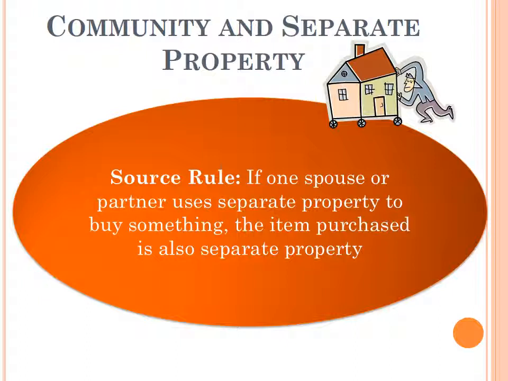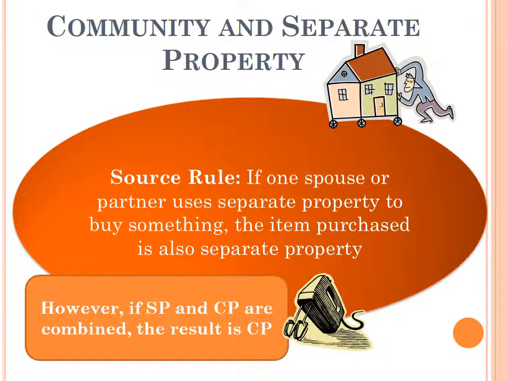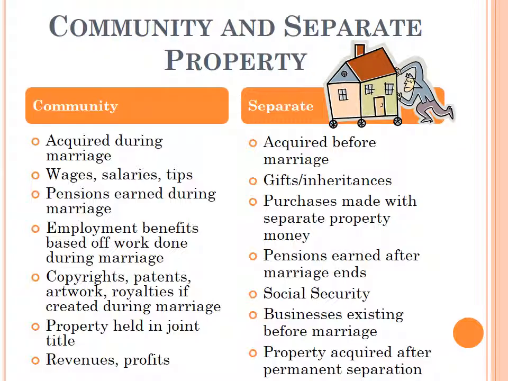When determining whether something is community property or separate property, go back to the source. If one spouse or partner uses separate property to buy something, the item purchased is also separate property. However, if separate property and community property are combined, the result is community property. Here's a layout which tells us the difference between community and separate property.